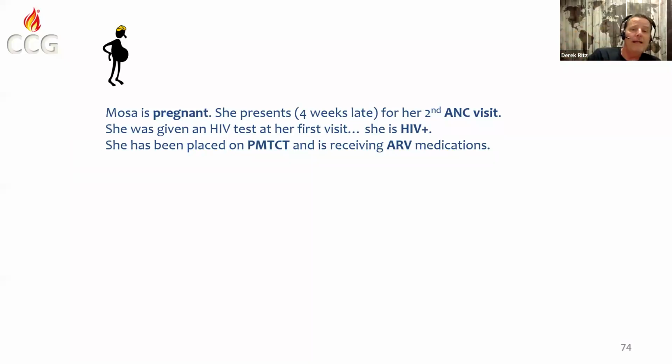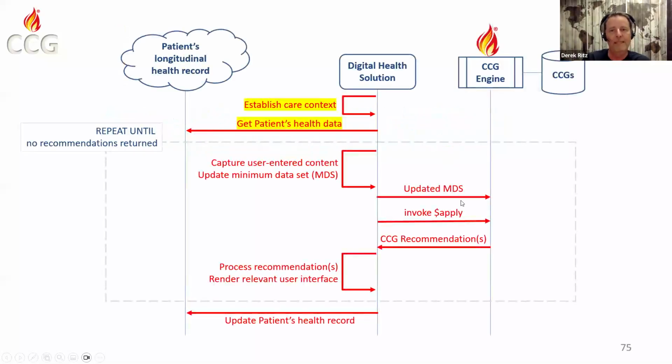So Mosa has been placed on PMTCT, Prevention of Mother-to-Child Transmission Protocol. And part of PMTCT is that she is immediately put on antiretroviral medicines. Now, let's follow through our little cartoon path here. So the first thing that happens is we establish the care context. Where are you? What's the date and time? Who is it that's providing care to Mosa? And we grab Mosa's health data.